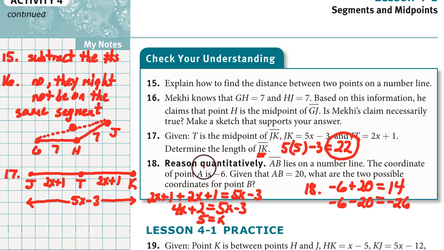Last question, number 18. Segment AB is on a number line. The coordinate of point A is at -6. And the distance from A to B is 20 units. So what are the possible answers for point B? If point B is to the right of point A, we can go -6 plus 20 units to see what number it ends up at. That's 14. If point B is to the left of point A, we can start with -6 and subtract 20 units to move to the left, and that would end up at -26. These are the two possible locations for point B.